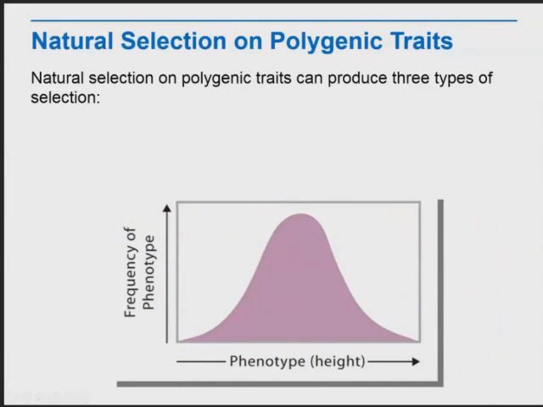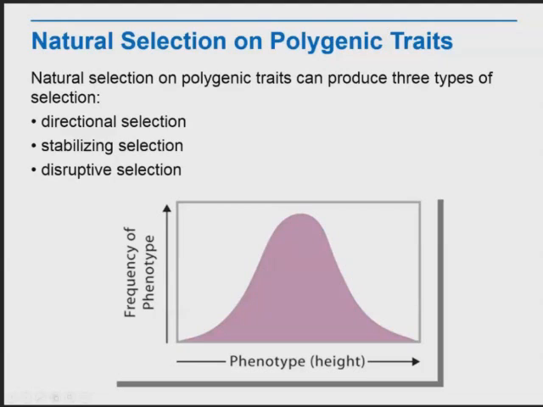When traits are controlled by more than one gene, both the trait and the effects of natural selection on the trait are more complex. Polygenic traits, such as height, often display a range of phenotypes that form a bell curve like that shown. The fitness of individuals may vary from one end of such a curve to the other. Where fitness varies, natural selection can act in one of three ways. Natural selection on polygenic traits can affect the relative fitness of phenotypes and produce three types of selection: directional selection, stabilizing selection, or disruptive selection.